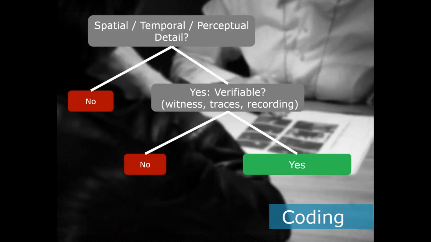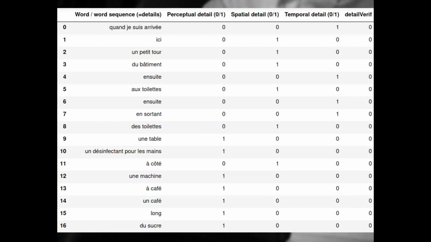The coding of the details was done in the traditional way, manually. So for each word, we coded if they were spatial, temporal, or perceptual details, and then for each of those details, whether they were verifiable or not. So this is in French, so I'm just going to translate the first line. For example, here we can see that the first line, quand je suis arrivé, meaning when I arrived, was coded as a temporal detail.